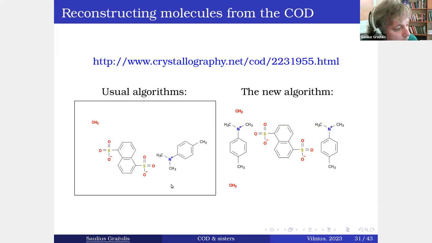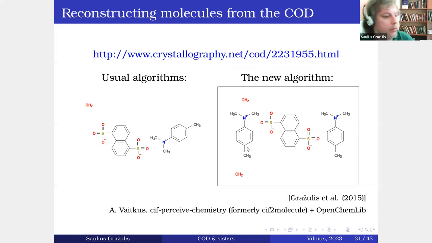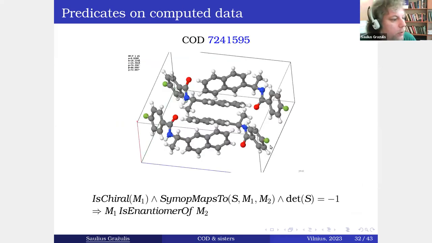So our usual algorithm that restores four molecules just gives us one naphthalene sulfonic acid, one amine, and one water. Applying the algorithm which we suggested gives us two cations per one anion. The charge is balanced again, and also we see that we have two waters. Okay, and this we published quite a while ago. So we can now use this algorithm to reconstruct molecular ensembles in every crystal.